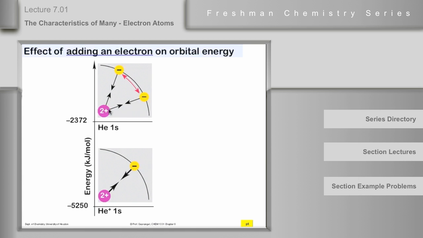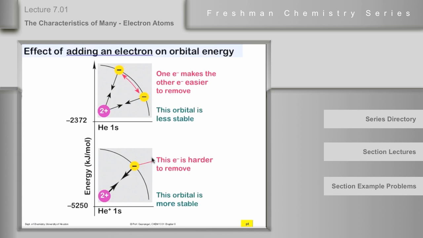So again, one electron makes the other electron easier to remove. Whichever one of these is removed, it's going to be easier than this one. This one's harder to remove. Then this orbital is therefore less stable, and this one is more stable. So that's the effect of adding an additional electron.